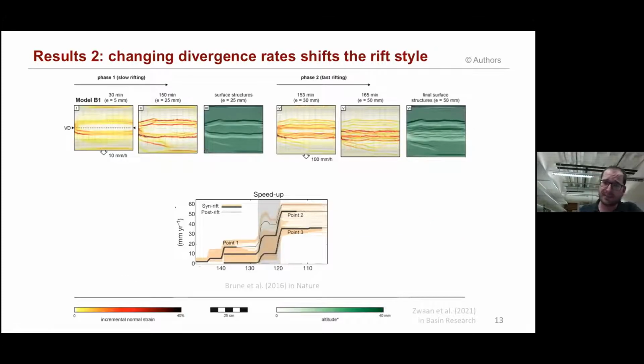And the second point is that we have this velocity change. And what is shown here to the left is the first phase of extension in a simple model, which only has a mantle structure, in which we start with slow rifting, and you can see you get these beautiful double rift systems. And then if you start to rift faster, then the deformation, which is a bit more widespread here, starts to be localized in the center.